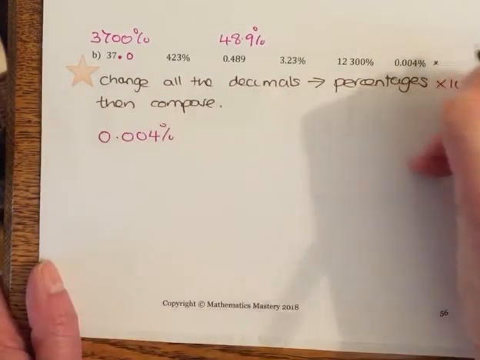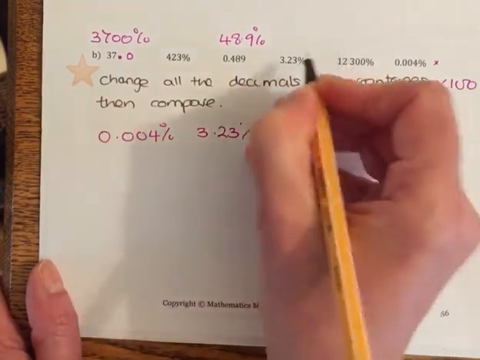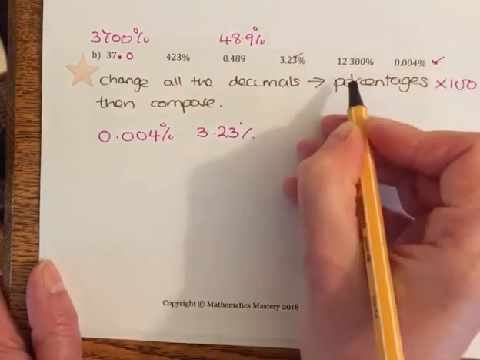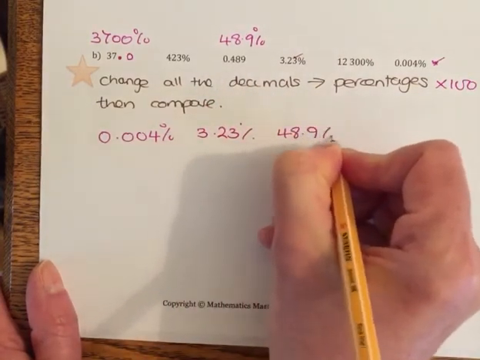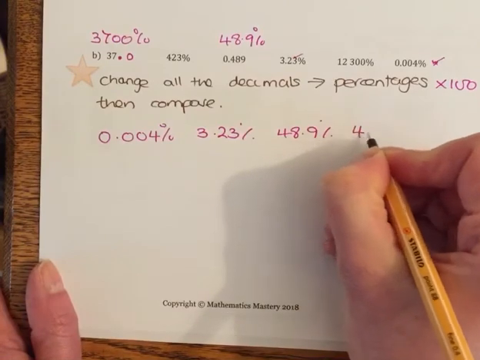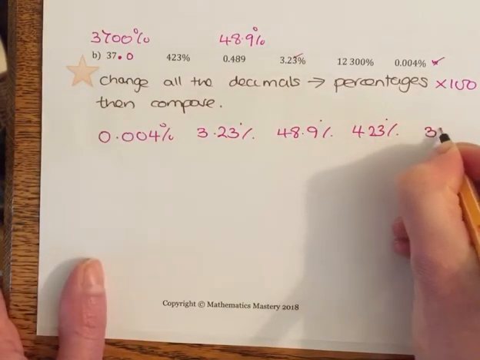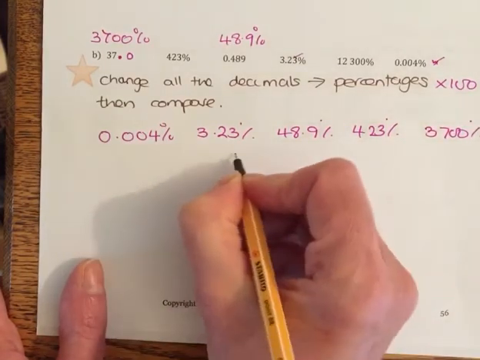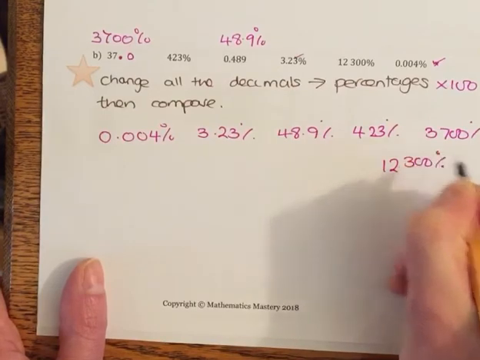0.004%. Then the next one is 3.23%. Then the next one is 48.9%. Then 423%. Then 3,700%. And then 12,300%.